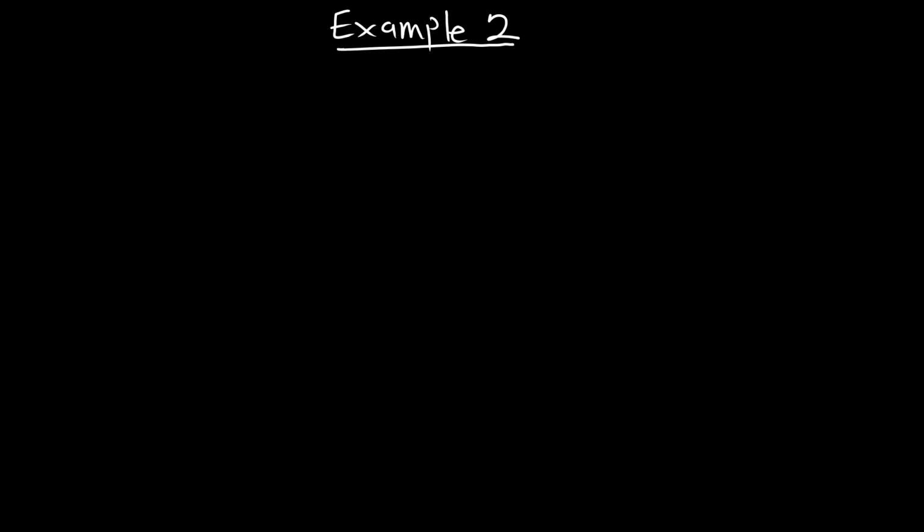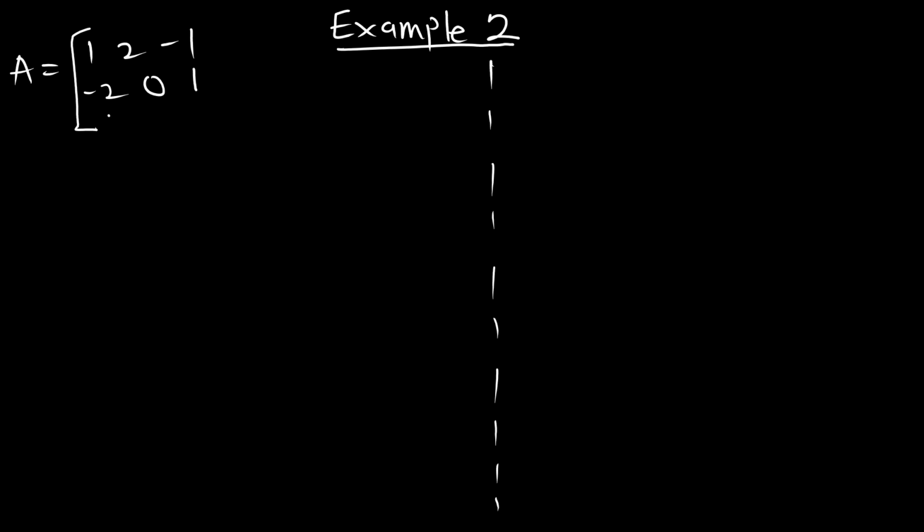In this episode, we are going to solve the second example on the row operation, finding the inverse of a 3 by 3 matrix. So straight away, let's look at this. We have a matrix A in the form 1, 2, negative 1, negative 2, 0, 1, and 1, negative 1, 0. So we have to find A inverse.